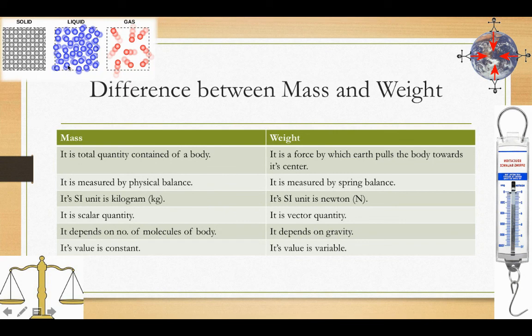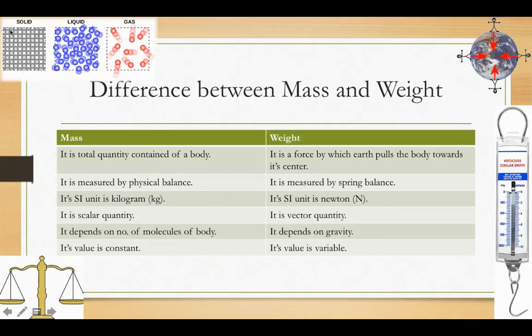Mass depends upon the number of molecules. For example, let's suppose 50 molecules are here. If I reduce 10 molecules from here, the mass will change. So it depends on the number of molecules. Whereas weight depends on the gravity of the heavenly body. Suppose a body is the same, and if you take that body to the earth and then take it to the moon, the weight will not be the same. Though the body is the same, the weight will not be the same. Why? Because the gravity of the earth and the moon is different. The moon has less gravity than the earth, so on the moon you find less weight, and on the earth you find more weight.